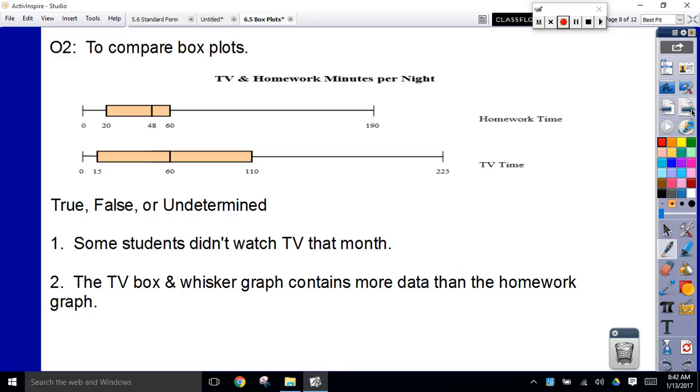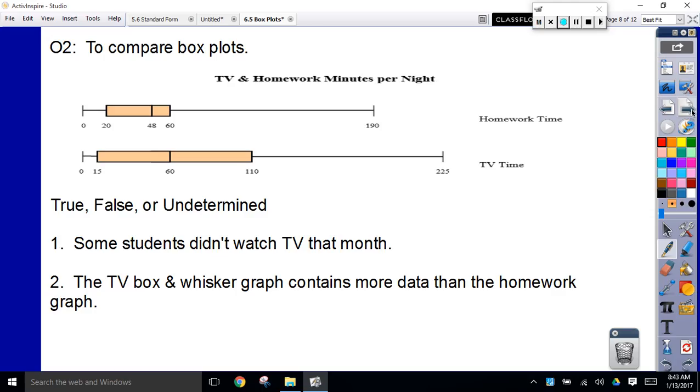Okay, next objective is comparing box plots. So we have 2 box plots that we're looking at, and the questions about these box plots go on into the next page, so you'll have to look back a little bit. The first box plot is showing us how many minutes per night students are spending on homework, and the second box plot is telling us how many minutes students are spending watching TV. And we're to answer true, false, or undetermined. Number 1 says some students didn't watch TV that month.